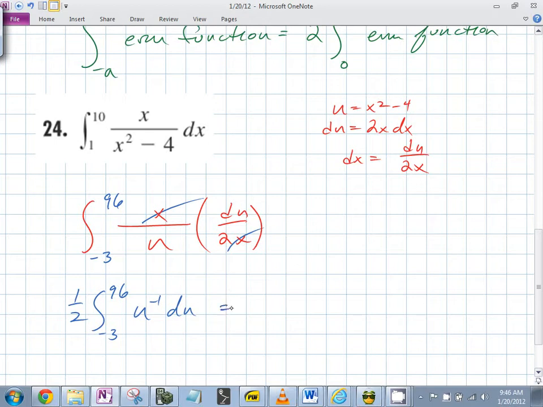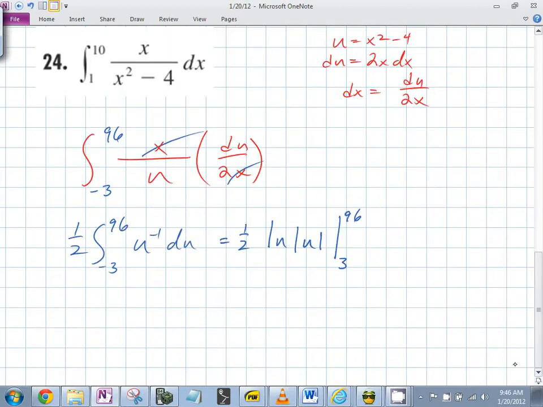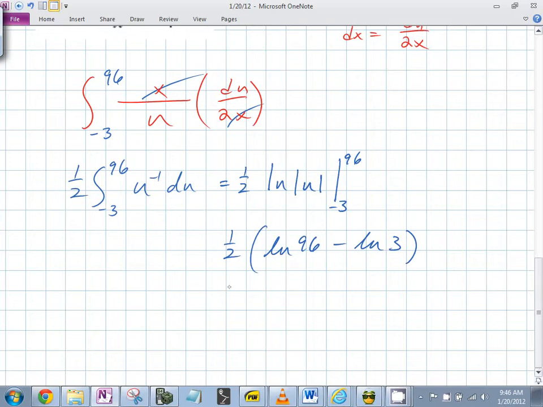What is the integral of u to the negative 1? ln of what? U. Absolute value of u from negative 3 to 96, and it's times 1/2. So what's it going to be? It's going to be 1/2 of ln of 96 minus ln of 3. Correct. So yes, if you do this, you get 1/2 of ln of 96 over 3. You can write it like that.